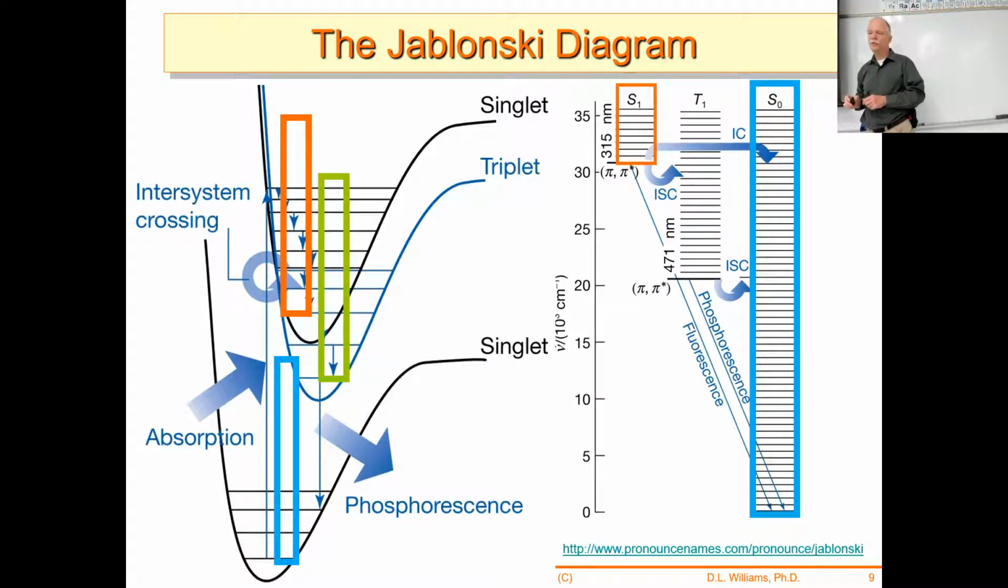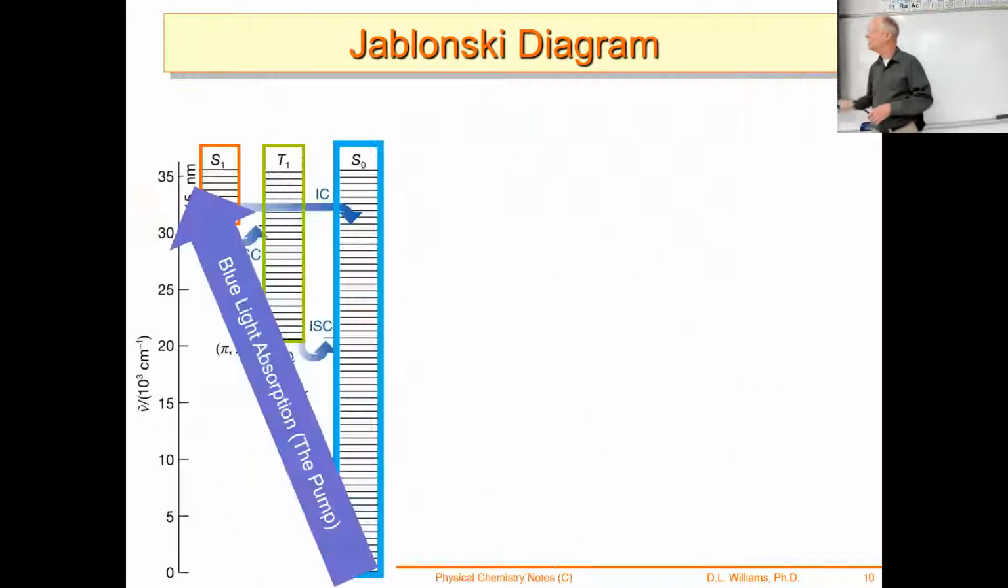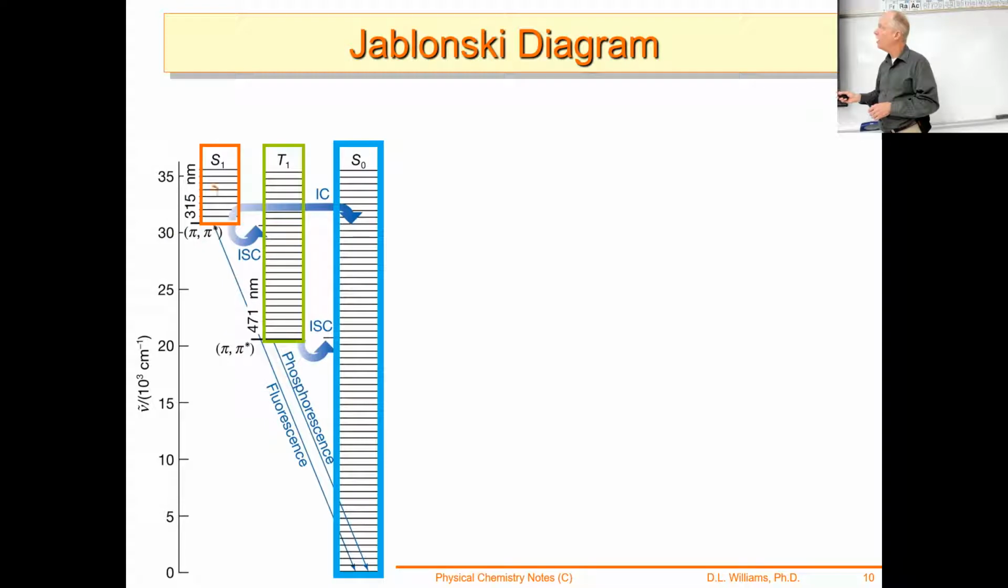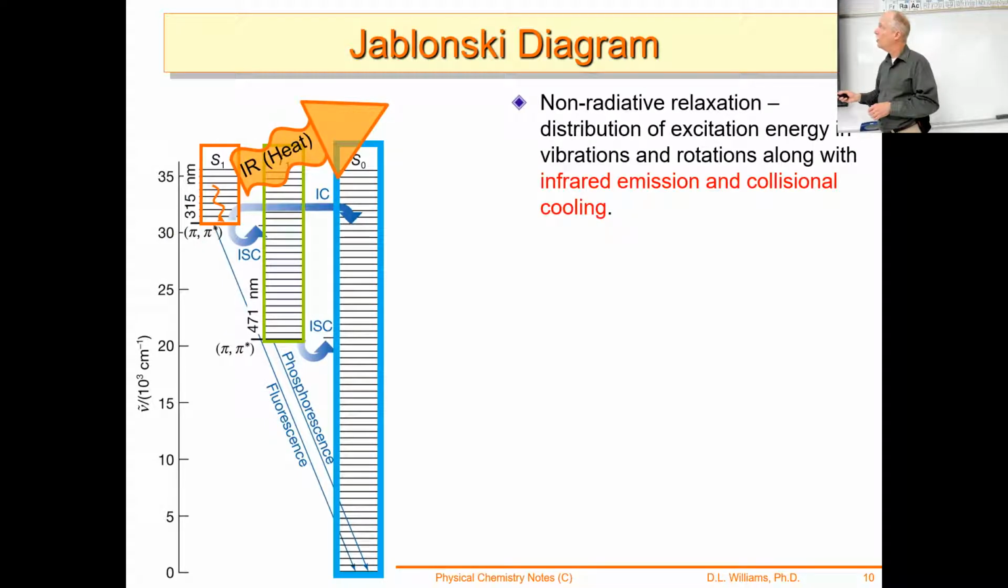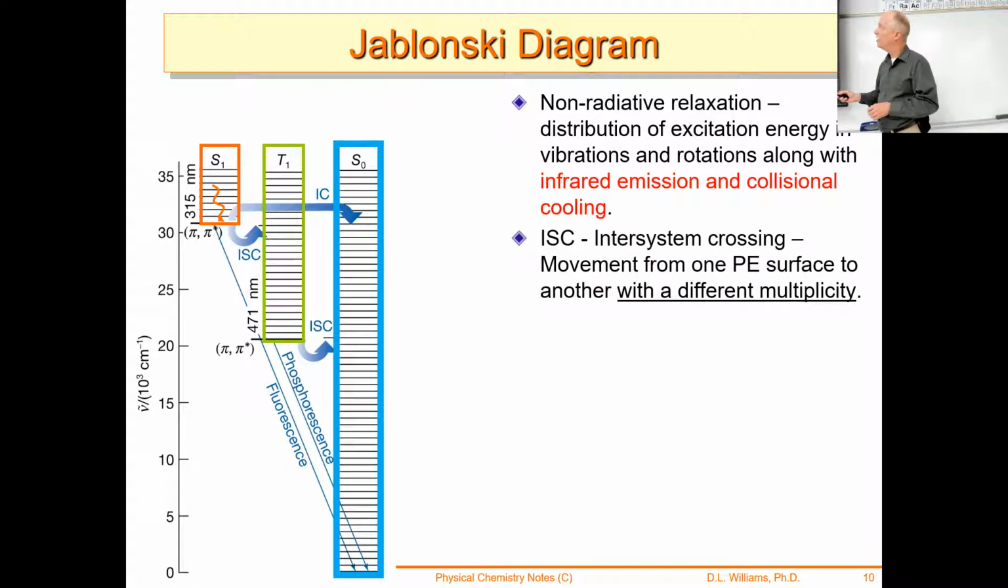And then this would be the triplet. I'm going to call the singlet a capital S with a lowercase 0 for the ground state. The first excited singlet would be S1, and then the triplet would be T1. And that's the green. So follow along with this. We have absorption, and then we have non-radiative relaxation. We could do an intersystem crossing and go to the green, and we could have non-radiative relaxation.